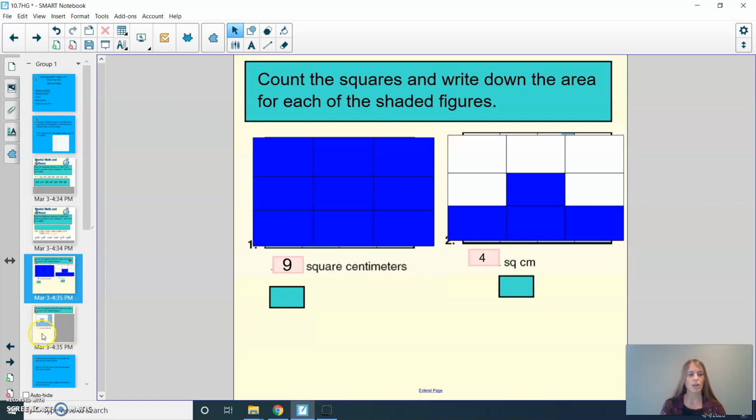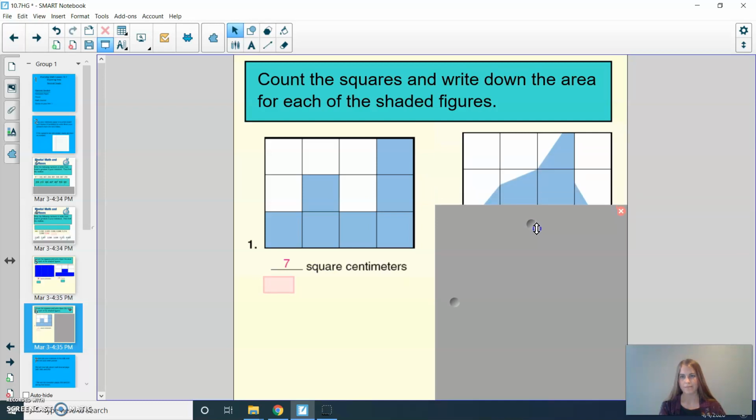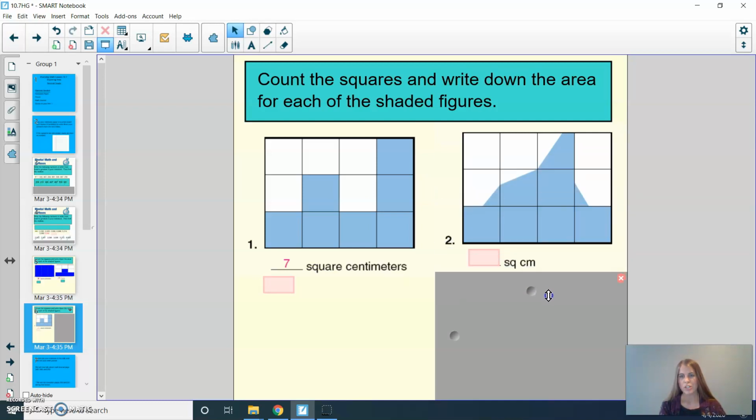Let's practice two more like this. Looking at this problem, how much is shaded in blue? If you said 7, you are correct. Now I'm going to give you one that looks a little bit different. How much do you think this time?